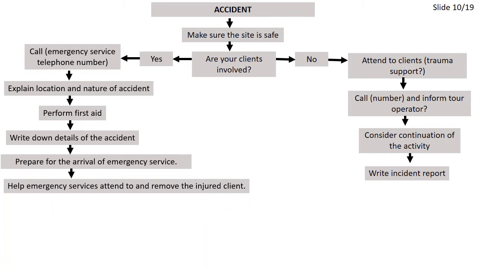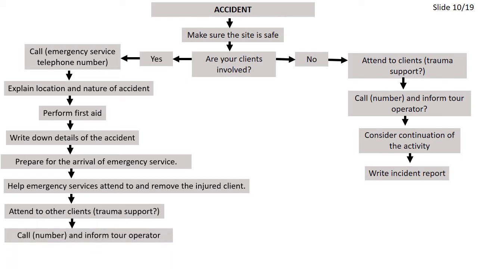When the emergency services arrive, the guide should help them attend to and remove the injured client. If possible, a staff member should go with them, but the other clients must never be left alone at the site of the accident. The guide then has to attend to the other clients. Again, they might need to be comforted or reassured after witnessing the accident. The guide should then call and inform the tour operator of the accident. Finally, she should fill out an incident report.